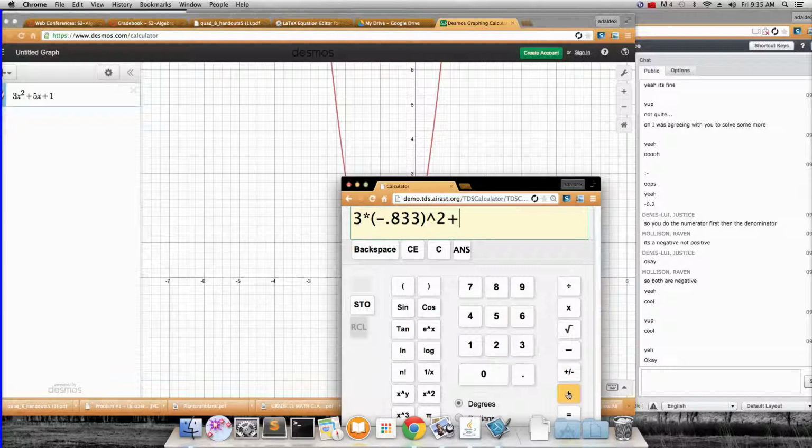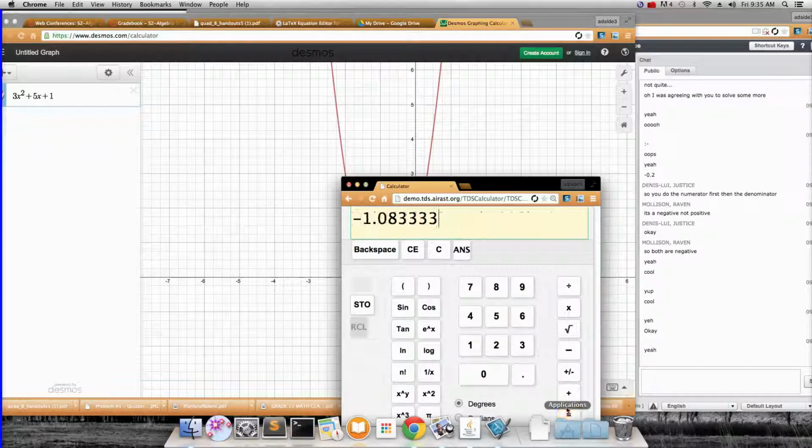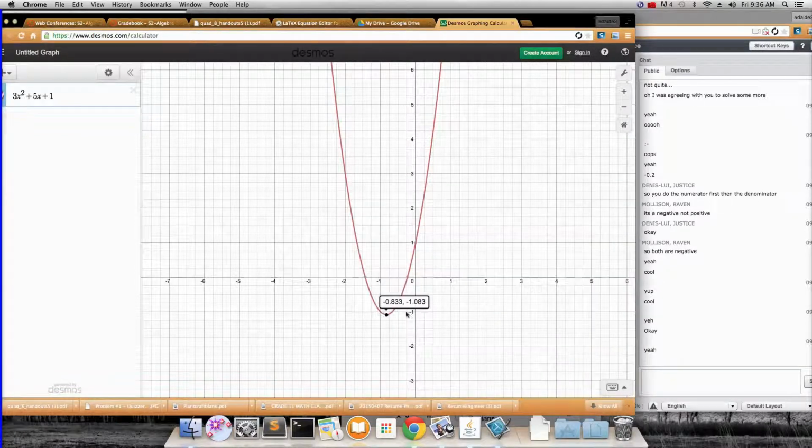plus 5 times, parentheses, -0.833, plus 1. All I did was take -0.833, replace it for the x, and plug it into my original equation. And let's see what I get. I get -1.083333, whatever, right? But what's cool about it is, look, that's that number right there, -1.0833.